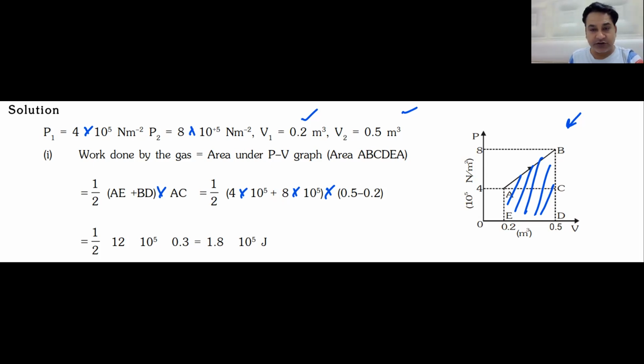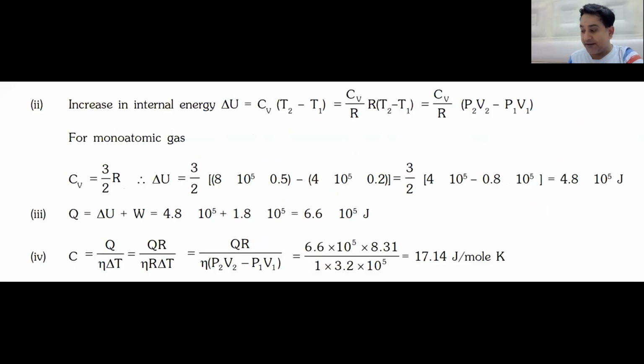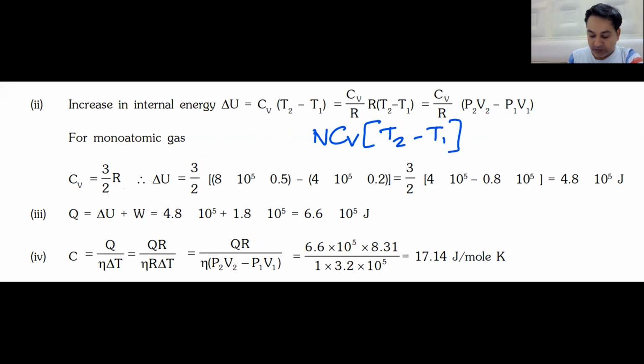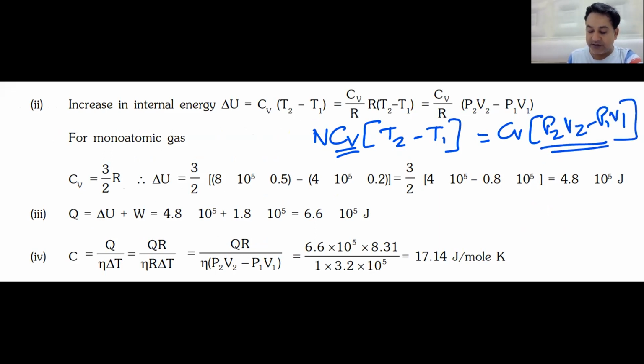Remember, change in internal energy does not depend on the process. Yes or no? Sir. Yes. So in any case, the change in internal energy would be given by nCV into T2 minus T1. Yes or no, beta? Yes, sir. Now, it's a monatomic gas, so you know the value of CV. So basically, you have to do n into T2 minus T1. And n into T2 minus T1 is nothing but equal to CV into P2V2 minus P1V1. Yes or no? Yes, sir. That is how you get your answers. Am I clear? Yes, sir.